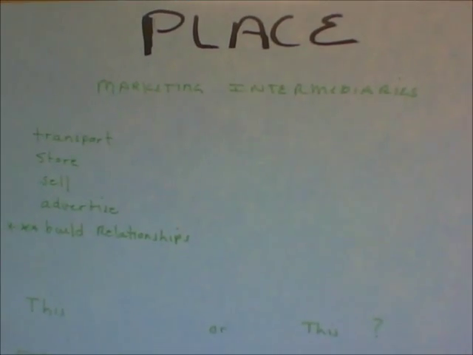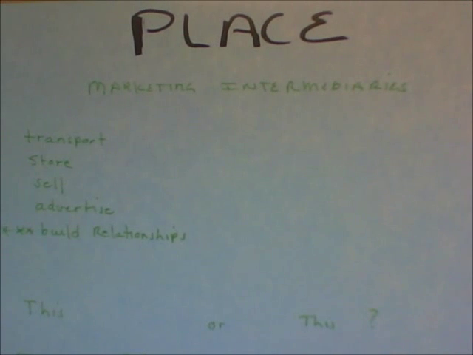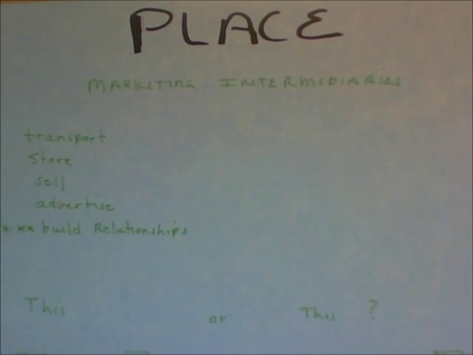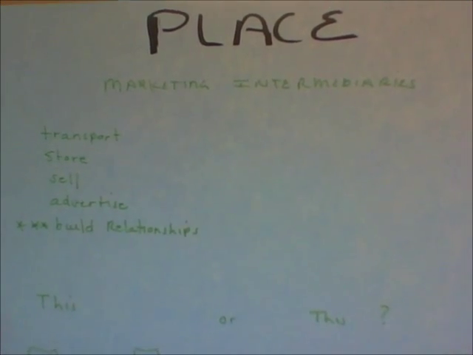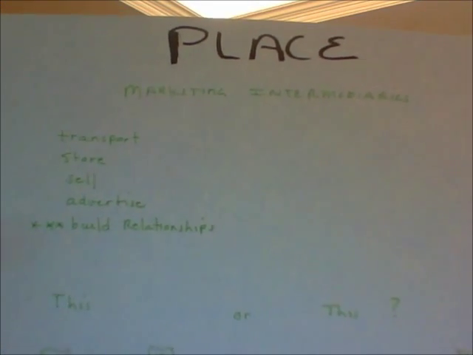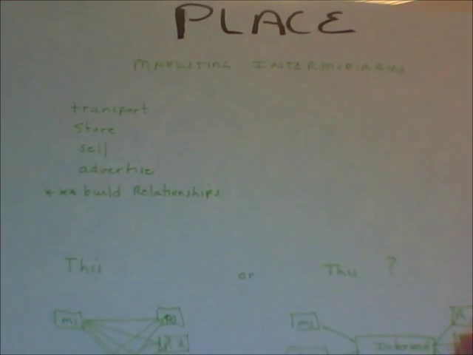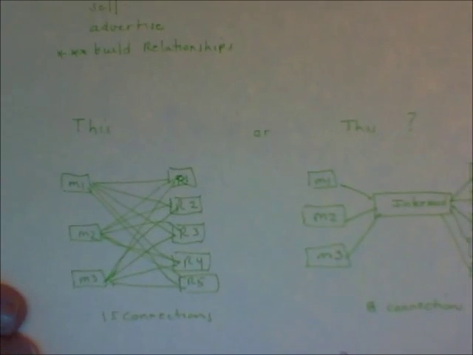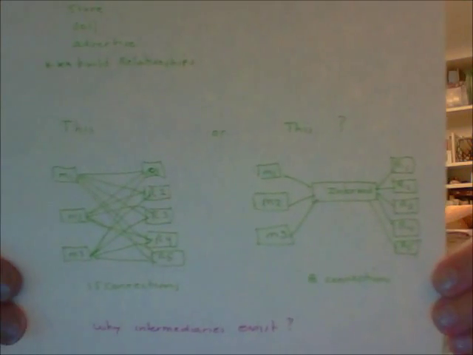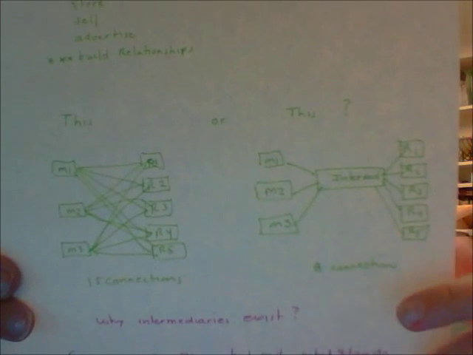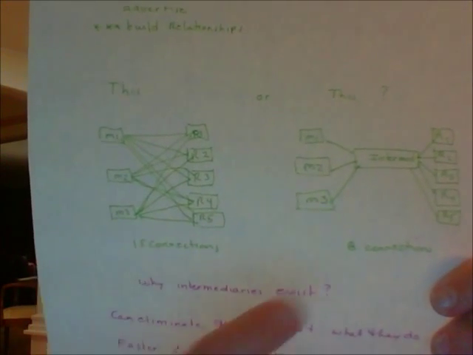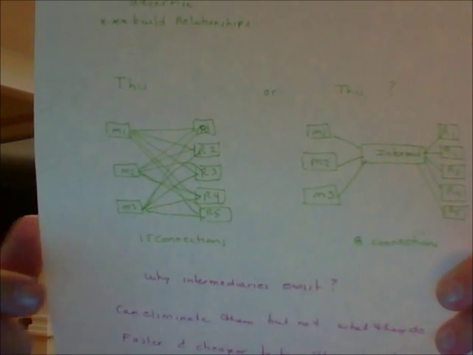So here we go. And we're going to talk about, first of all, marketing intermediaries and why they exist. It's because they help with transport, storing, selling, advertising, and building relationships. And I've started with building relationships because I think that's the most important one. The reason many people use intermediaries is because they don't want this, which is kind of messy. They would prefer this, which is nice and tidy.